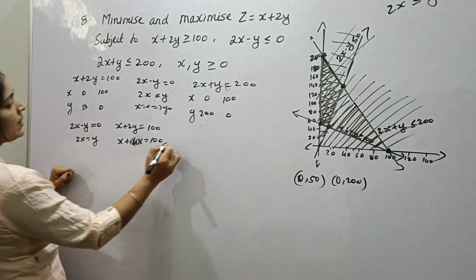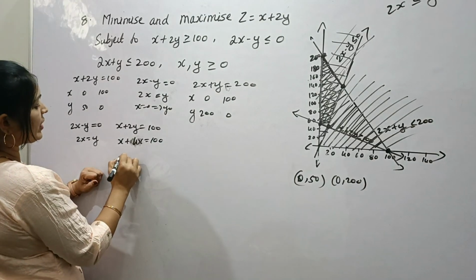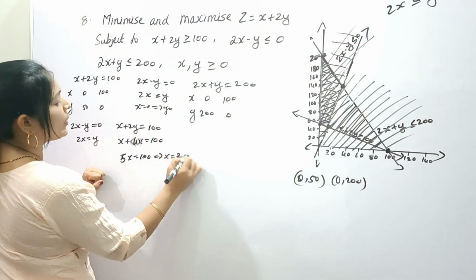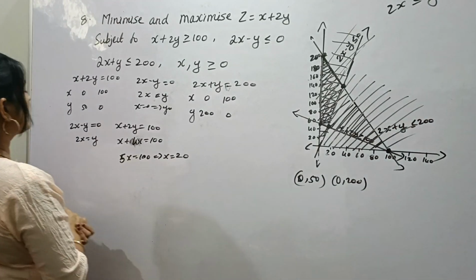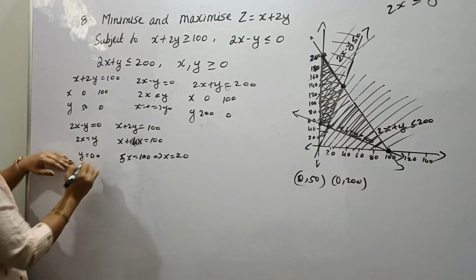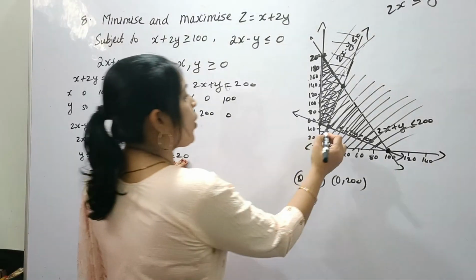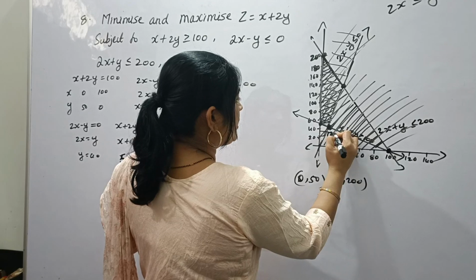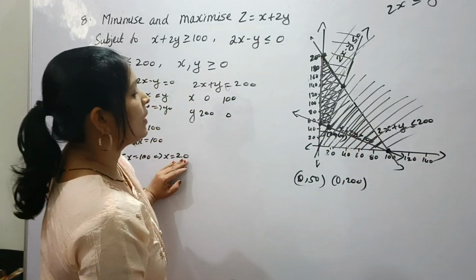That implies 5x is equal to 100, that implies x is equal to 20. When x is equal to 20, what is y? Y is equal to 40. So it is the point 20, 40.